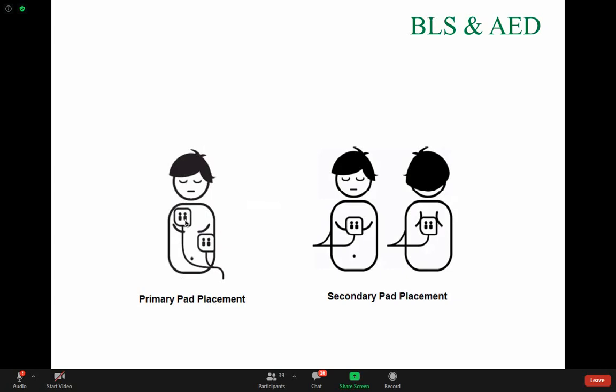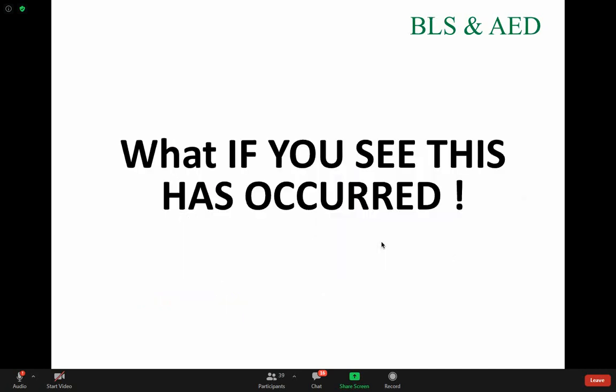Primary pad placement in pediatrics, you can use it on the front chest, or you can actually use one on the front and one on the back. This is only for children mainly.